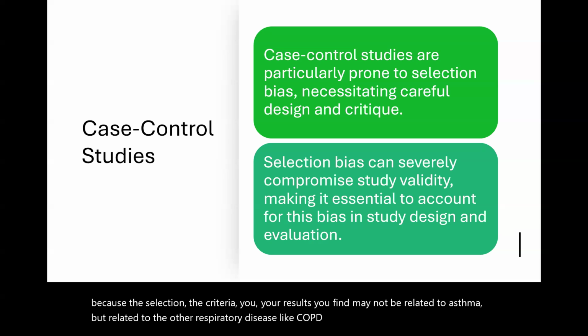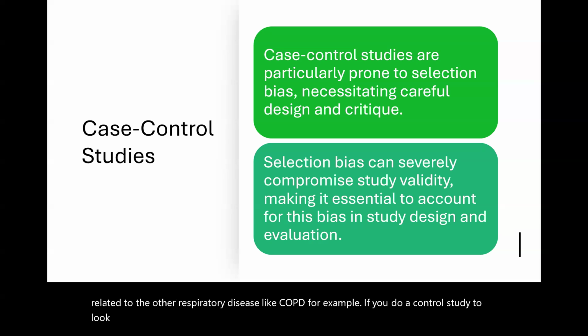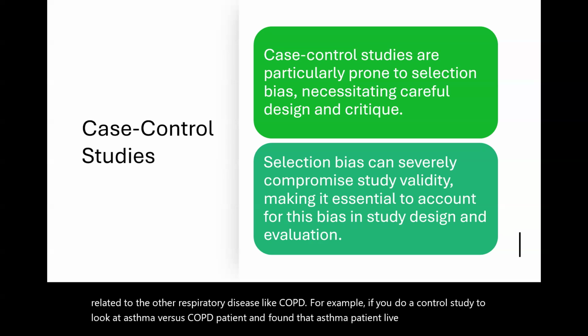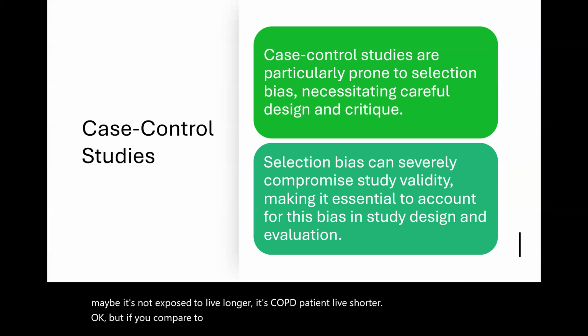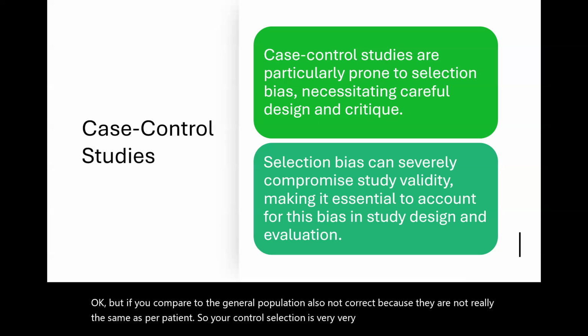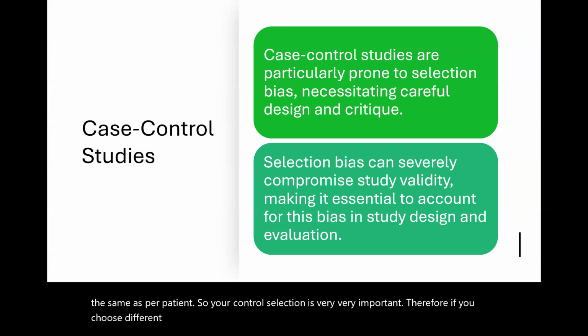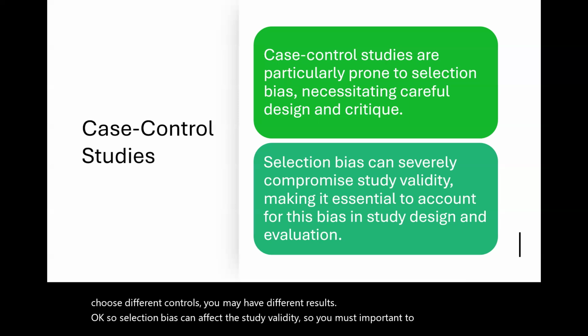For example, if you do a case control study to look at asthma versus COPD patients and found that asthma patients live longer, maybe it's not that asthma patients live longer, it's that COPD patients live shorter. But if you compare to the general population, also not correct because they are not really the same as asthma patients. So your control selection is very, very important. Therefore, if you choose different controls, you may have different results. So selection bias can affect the study validity. So it is important to account for this in the study design and evaluation.